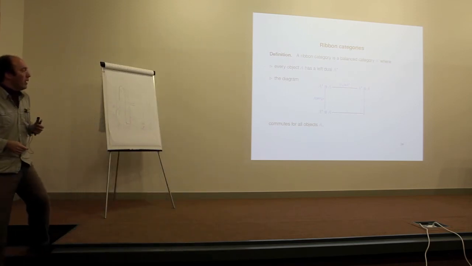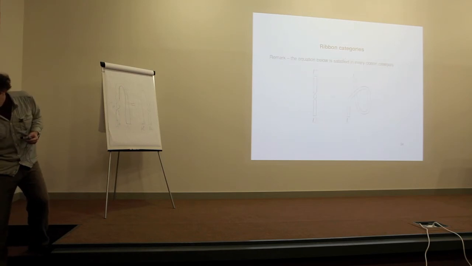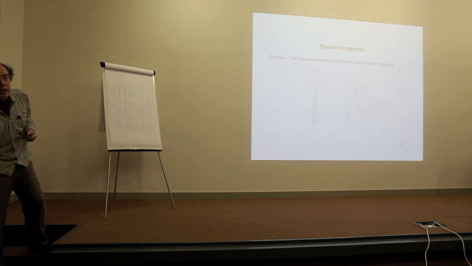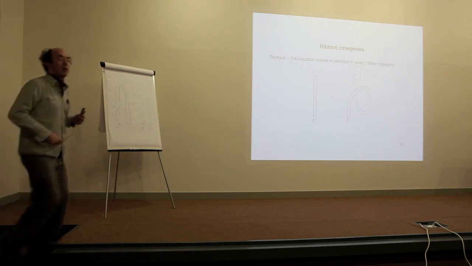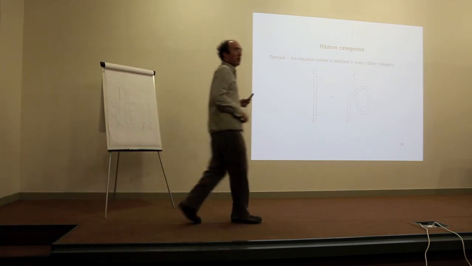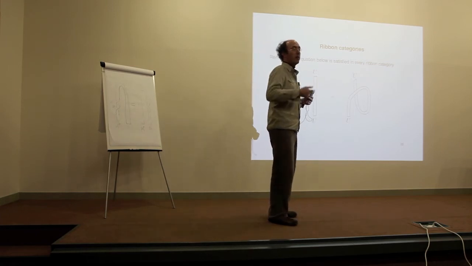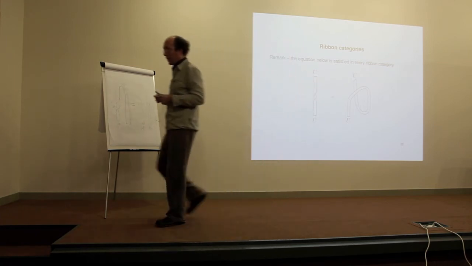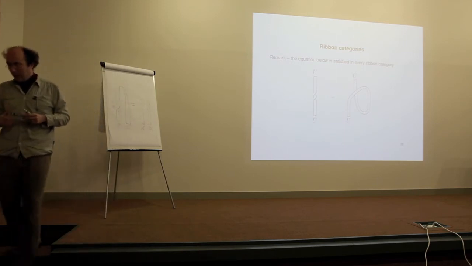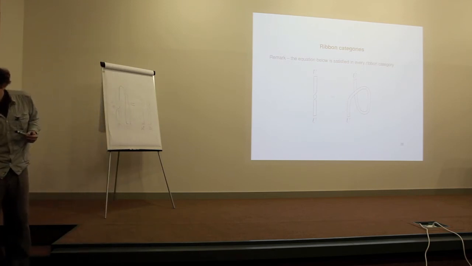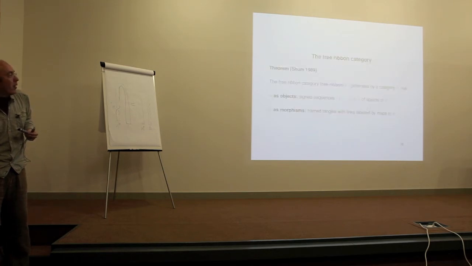And so, okay, this is a ribbon category. So for instance, one can show that this equation holds in any ribbon category. Yes? Every object has a right dual then? Yes, it comes from the fact that, I mean, yes, it's automatic. Yes. So there is this equality here, and we'll see that it's very important in logic too.